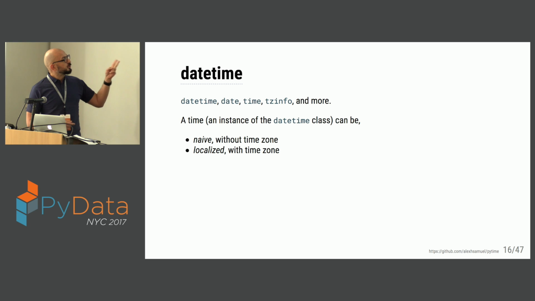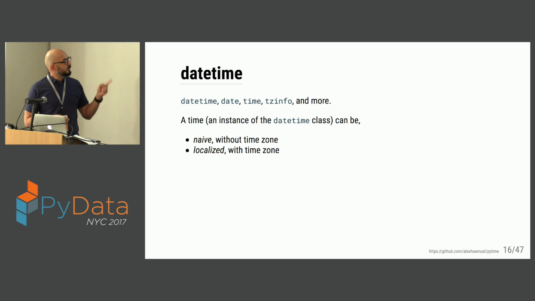It also provides 2 flavors of times, and this is an important distinction. This is terminology that I think is Python specific, but is very widely used. There is the notion of naive datetimes, which do not carry a time zone. They only carry a date and a time of day. And then there are localized datetimes, which contain a date, a time of day, as well as a time zone.